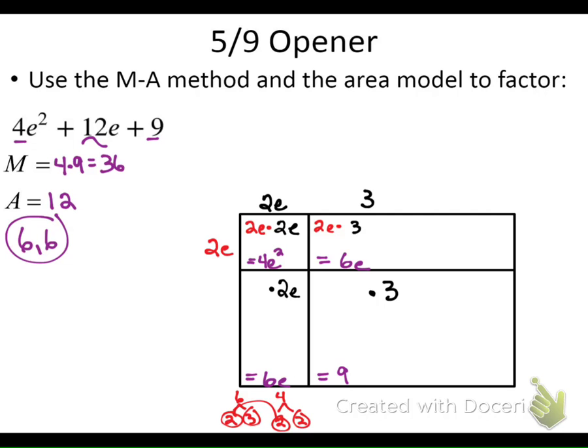So now I look at my bottom row. What am I missing on my bottom row? The what? Well, I have the width, so I need the height. Height times width equals area. So what times 2e will get me to 6e? 3. And if I plug in 3 times 3, will that equal 9? Yes. Yeah, so that works out. So my height is 3.